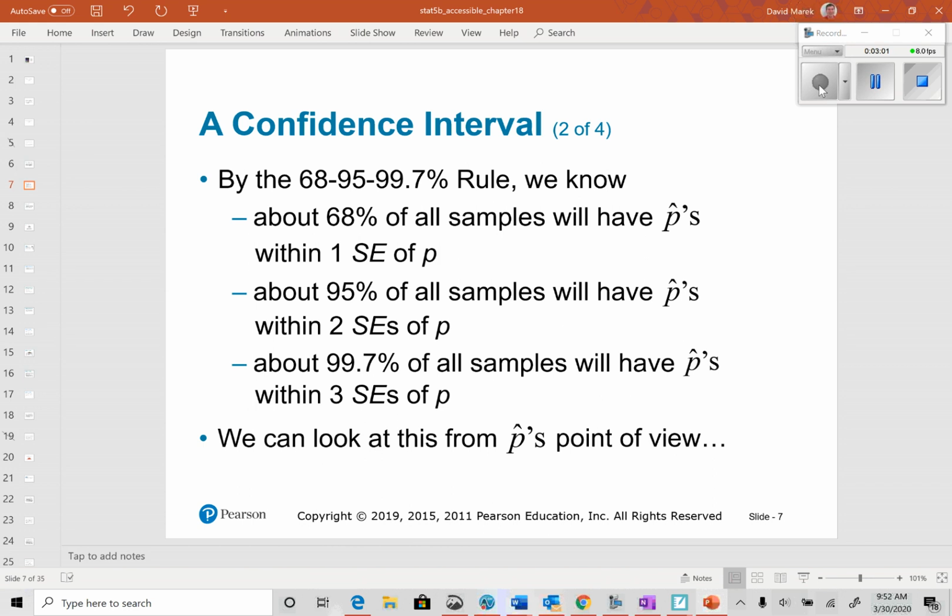Again, I refer to this frequently as the empirical rule. They prefer the numbers to just drill this into your heads. So 68% of all samples will have p hats within one standard error. Okay, so again, we're changing this from standard deviation to standard error here. About 95% should have p hat within two standard errors. 99.7% should have p hat within three standard errors.